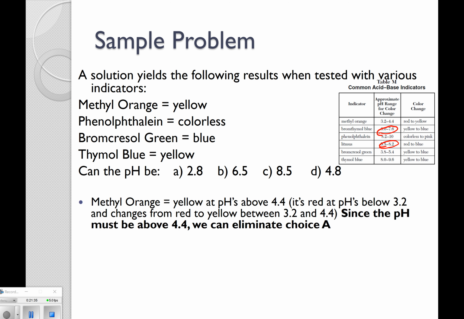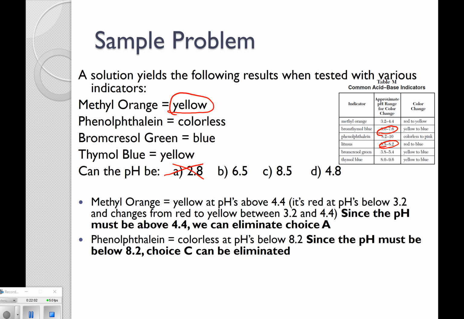Well, let's try and rule them out. Methyl orange is yellow at pHs above 4.4. It's red at pHs below 3.2 and changes from red to yellow between 3.2 and 4.4. Since the pH must be above 4.4 because of the yellow color, we can eliminate choice A. It's got to be above 4.4.